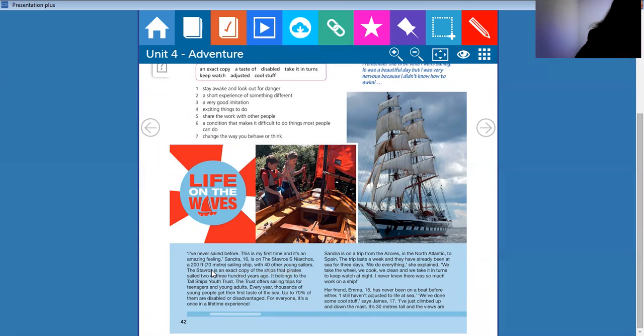Now the next. In the next we have 1,000. Now you have to find this expression here, 1,000. Look at this, thousands. Now you have to complete an idea. For example, you can say, every year, thousands of young people get their first taste of the sea. You have to find this expression here. Every year, thousands of young people get their first taste of the sea.